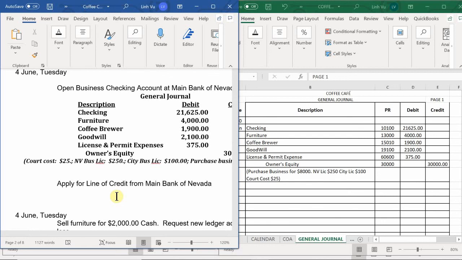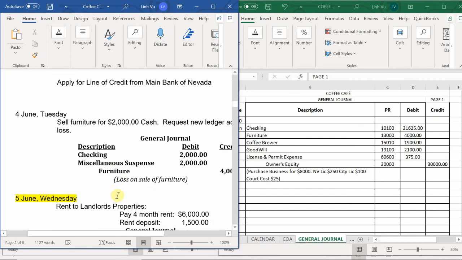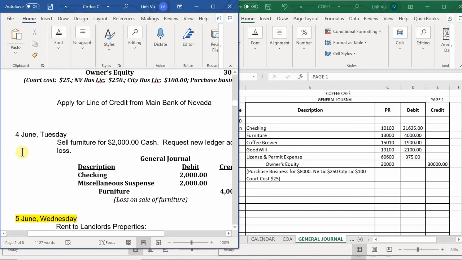But in this case, all I did was just apply. No transaction occurred, right? I didn't pay money to apply for a line of credit. Okay, so good. Then again, like you said before, on the very same day, we end up deciding to sell the furniture that we have, and we received $2,000 for it in cash.